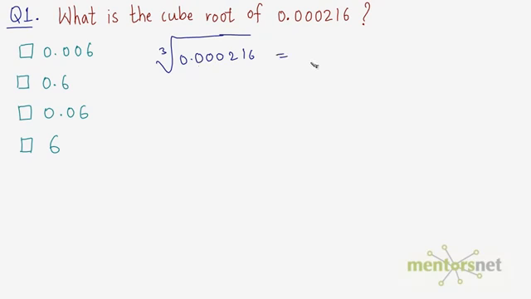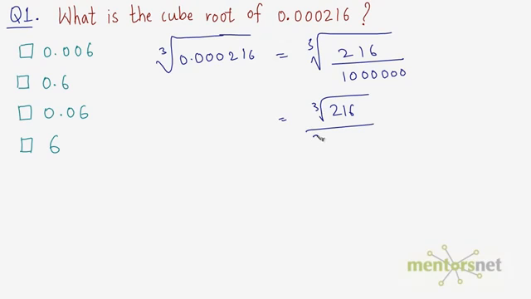0.000216 can be written as the cube root of 216 divided by, we have 1, 2, 3, 4, 5, 6 digits after the decimal point, so divided by 1 followed by 6 zeros. So this is equal to cube root of 216 divided by cube root of 10 raised to power 6. 1 followed by 6 zeros is 10 raised to power 6. And cube root of 216 is 6.